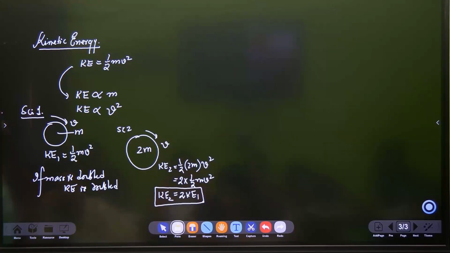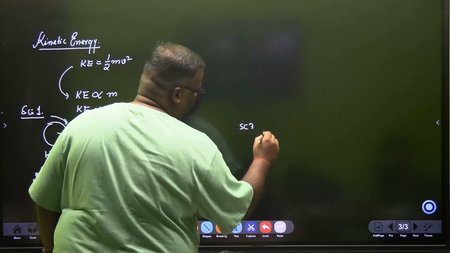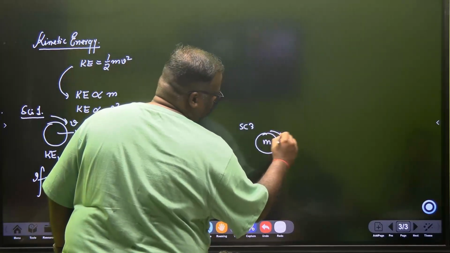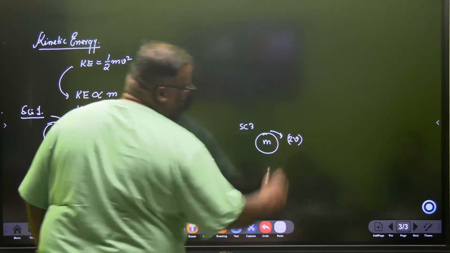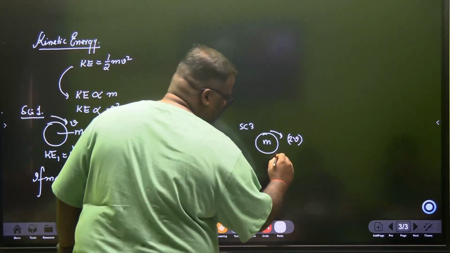If mass is doubled, then Ke also gets doubled. Okay? Let's see scenario 3. Scenario 3, I have the same mass, but it is now moving with a velocity 2v. We have doubled the velocity now. So let's see what is the kinetic energy now.